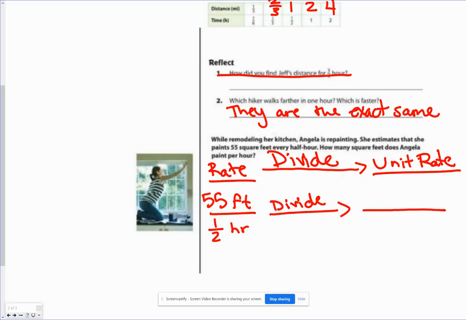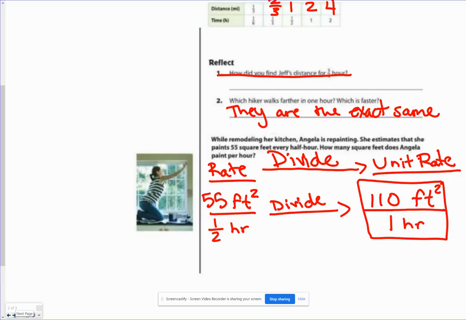But before I divide, I'm going to go label because you need labels. We're looking for how many feet per 1 hour. And I'll have that answer once I divide. So get the calculator out. 55 divided by 1/2 is 110 feet per hour. That's my answer. So she would estimate that she could paint about 110 feet per hour, square feet per hour. I should square this. It says square feet per hour.